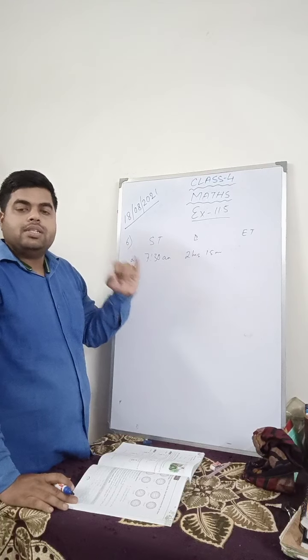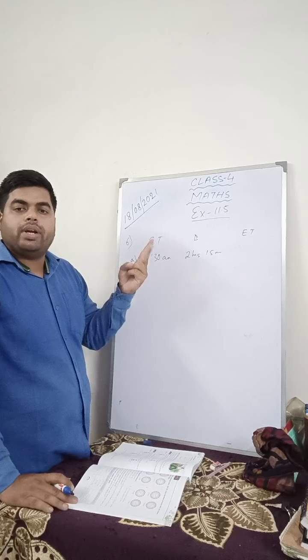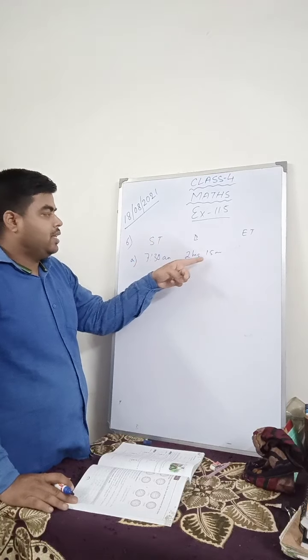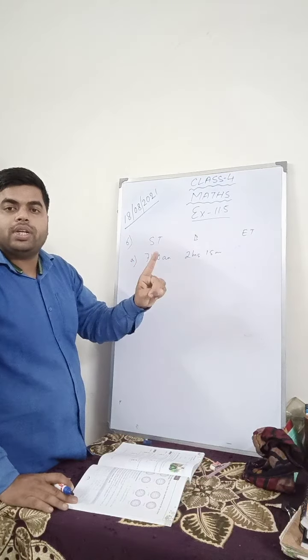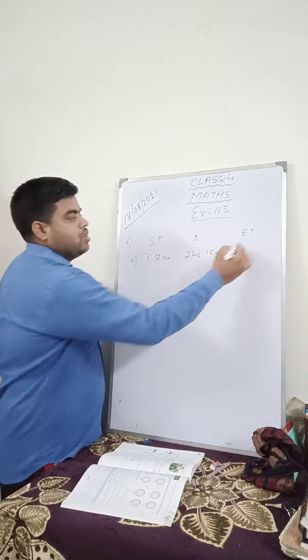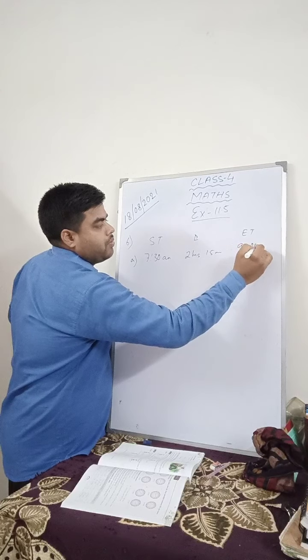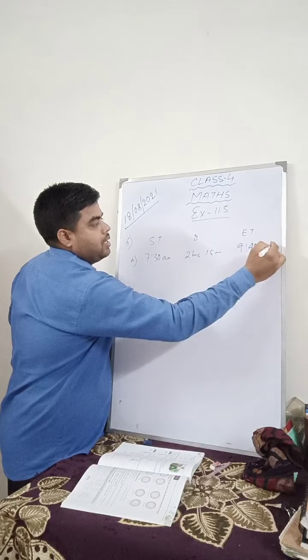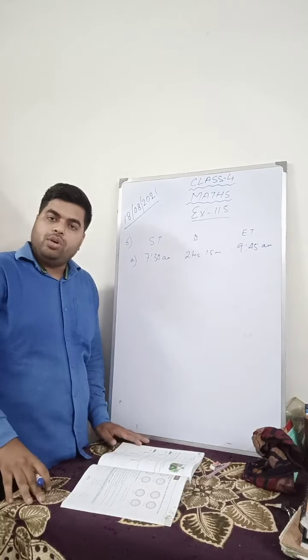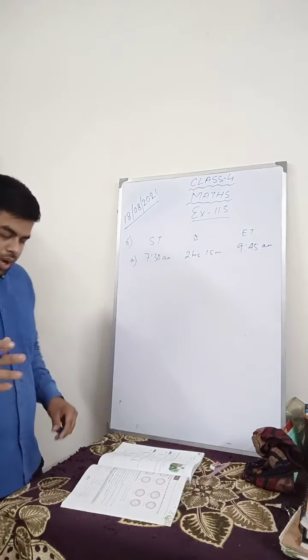Mentally, from 7:30, 1 hour is 8:30, 2 hours is 9:30. After 9:30, 15 more minutes. So 30 plus 15 is 45. So the answer is 9:45 AM. It is still AM. I hope you have understood.